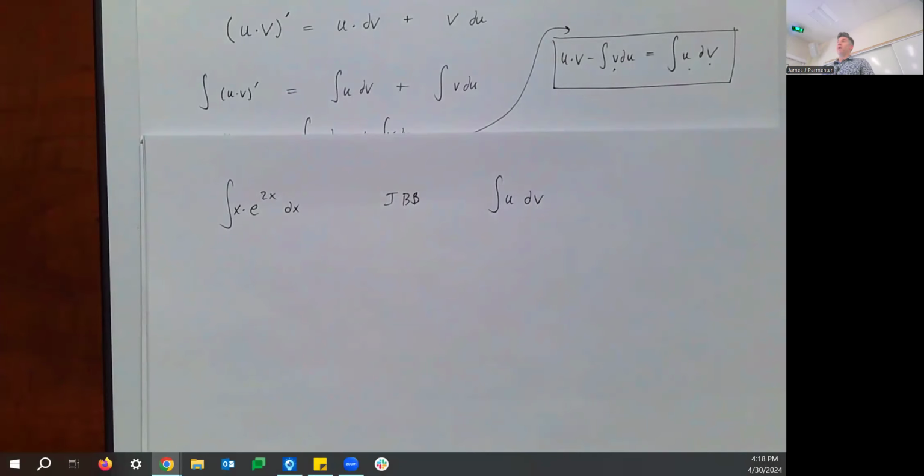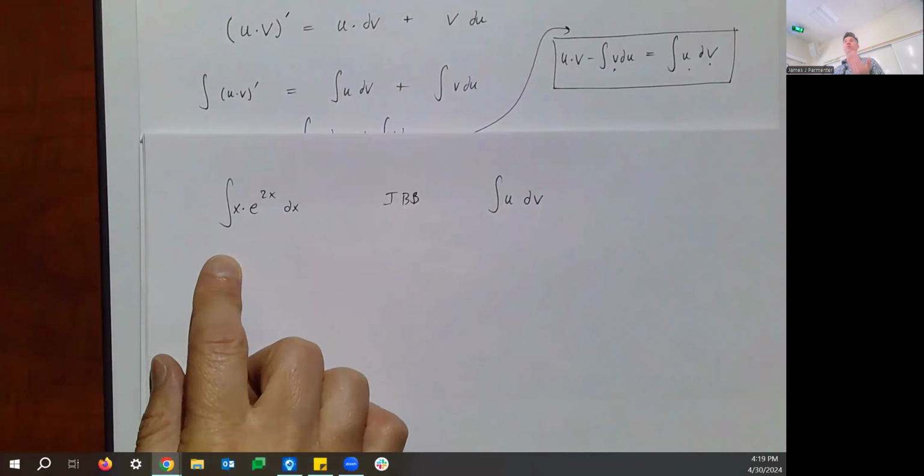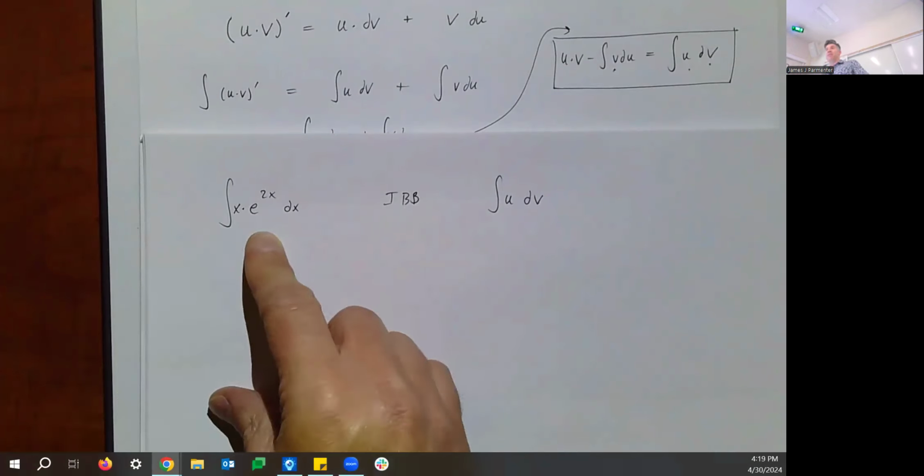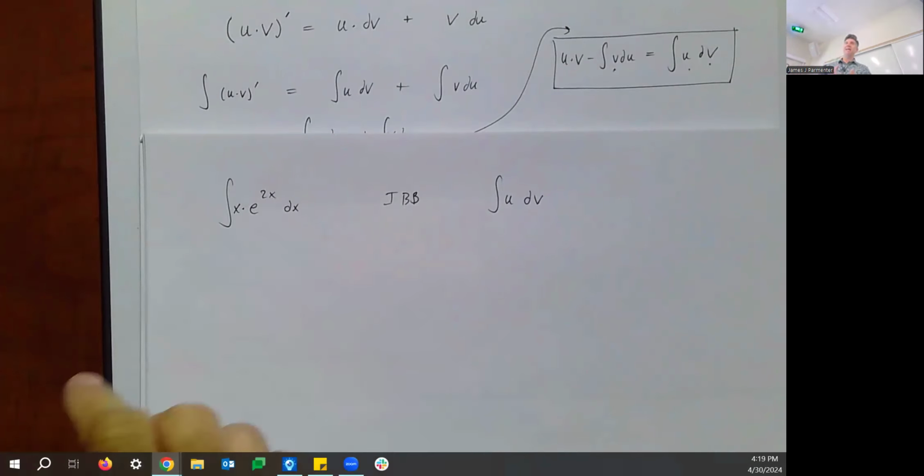So some rules of thumb. U should be something that gets simpler when you differentiate it. And dv should be something that doesn't get more complicated when you anti-differentiate it. So here, I would make the choice of letting u equal x, because its derivative is simpler, it's 1. I would make the choice of letting dv be the rest, which is e to the 2x, because the antiderivative of e to the 2x is essentially still e to the 2x. It didn't really get more complicated.